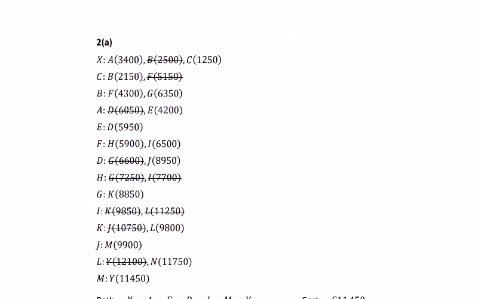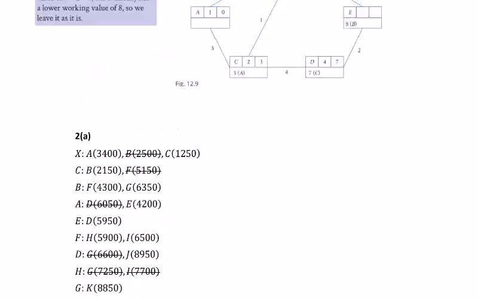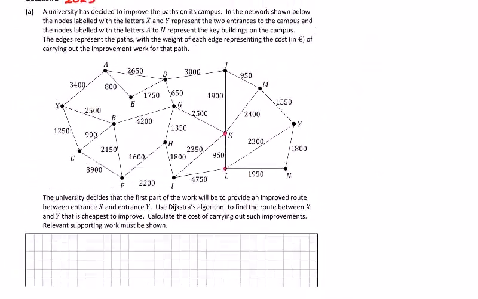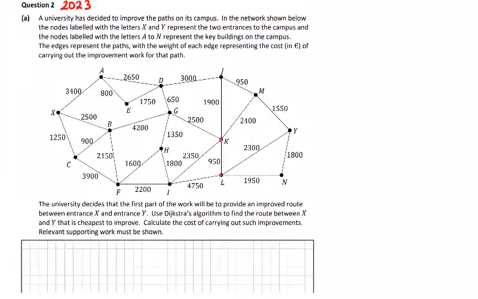The marking scheme just has it listed like this, all the options. So I'll do a version of something along those lines. So if we look up X, we have 3 options. So we can start with X. We have 3 options. We can go to A, 3400. We can go to B, 2500. And we go to C, which will be the route we'd go, 1250. So C will be node 2.